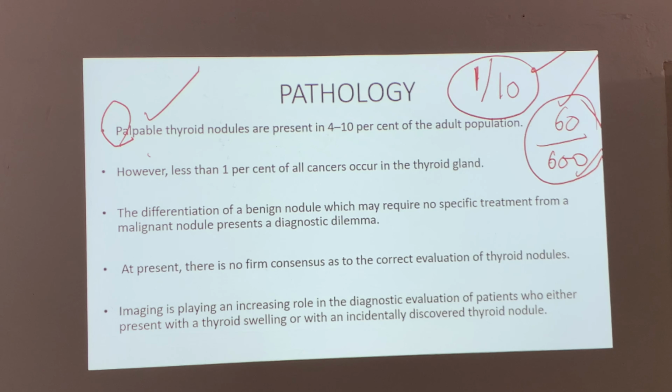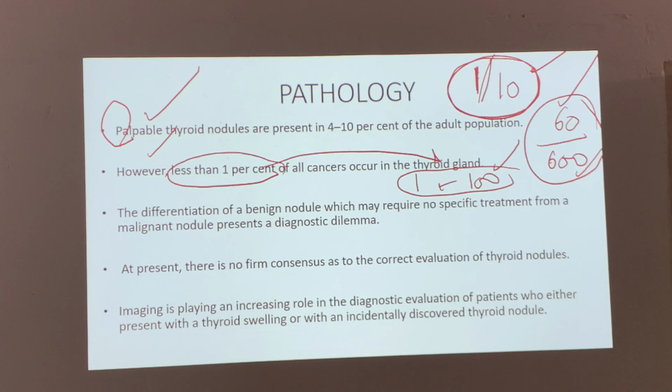But less than 1% of all the cancers occur in the thyroid gland. If you take 100 cancers of the body, only 1 will be a thyroid cancer. That should be kept in mind. And as we already know, 5 to 10% of these nodules or thyroid goiters become malignant. That is a known figure, which is already known to everyone.